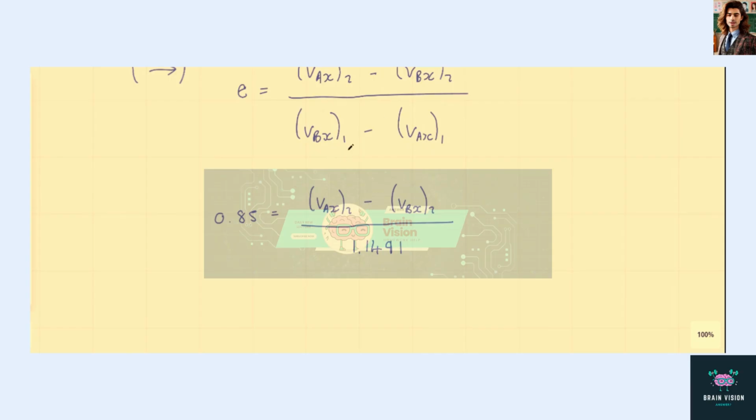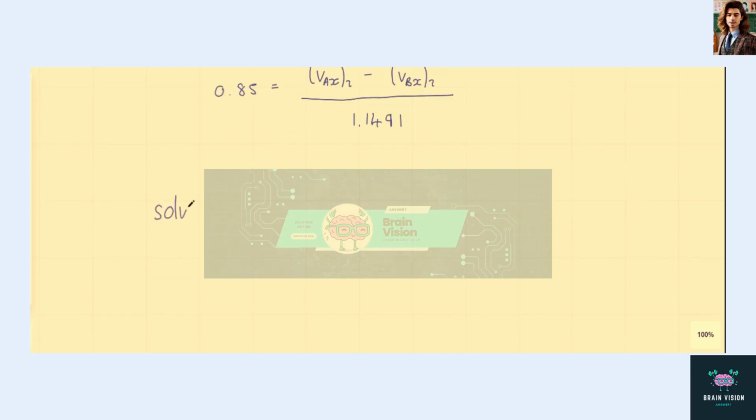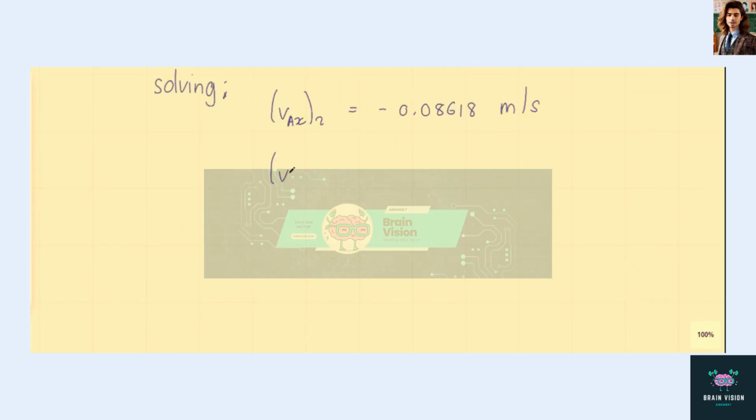So from our conservation of momentum and coefficient of restitution, we can solve these two equations simultaneously. And if we do that, we get the x component of A's velocity after the collision, VAX2, is minus 0.08618. We're keeping the decimal points for accuracy, that's meters per second. The x component of B after the collision, VBX2, is equal to minus 1.0629 meters per second. Remember, the minus sign means to the left.